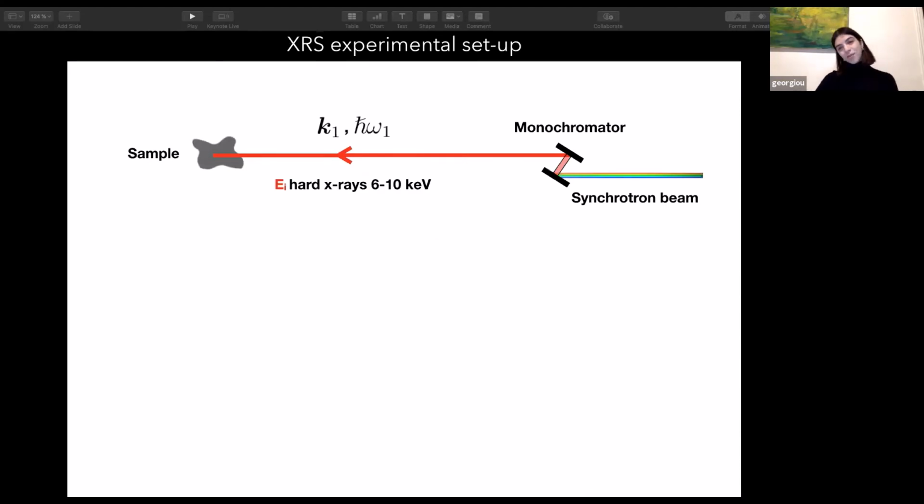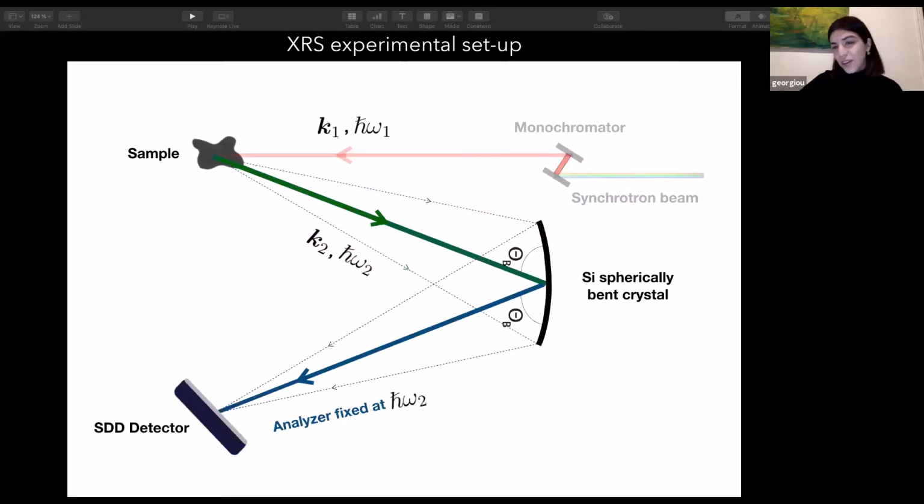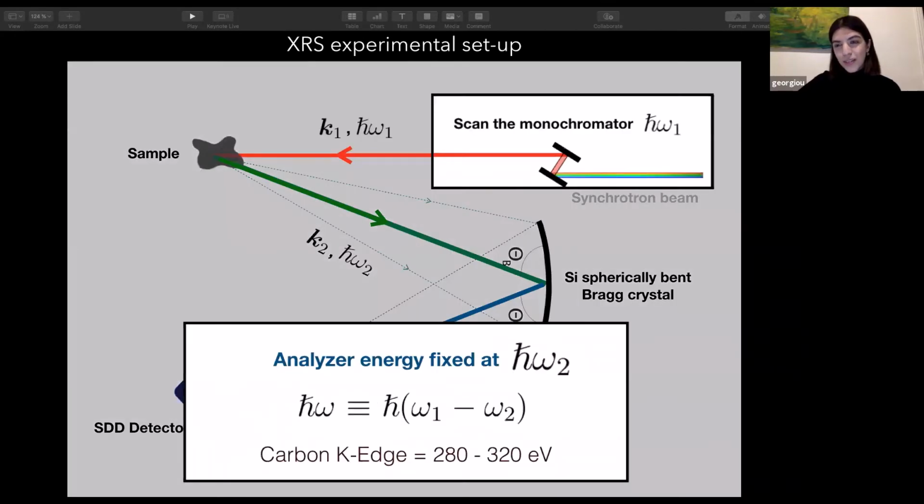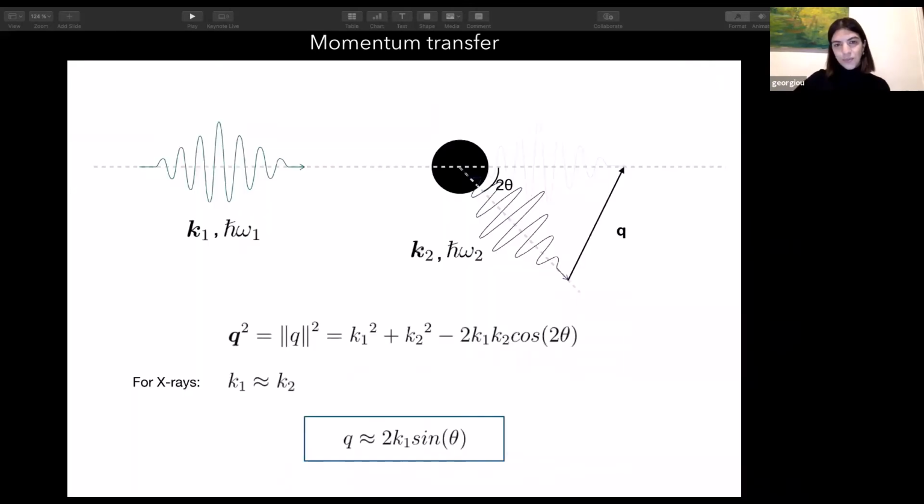Okay, for our setup, what we need is a synchrotron beam. We have the hard X-rays interacting with the sample. We have a spherical bent crystal and our detector following a Roland geometry. Usually what we do is we scan the monochromator and keep the analyzer fixed in such a way that the energy difference falls into the edge of our interest, the edge of the element. And for carbon, it is 280 to 320 eV.